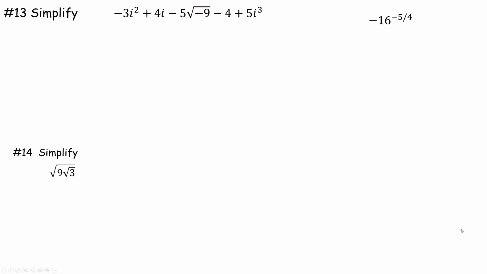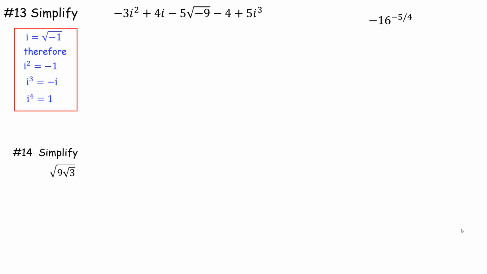Okay, number 13. We want to simplify this expression that has some i's in there, some square root of -1. Remember, i is equal to the square root of -1. Therefore, i squared is -1. i cubed is -i, and i to the fourth is 1.